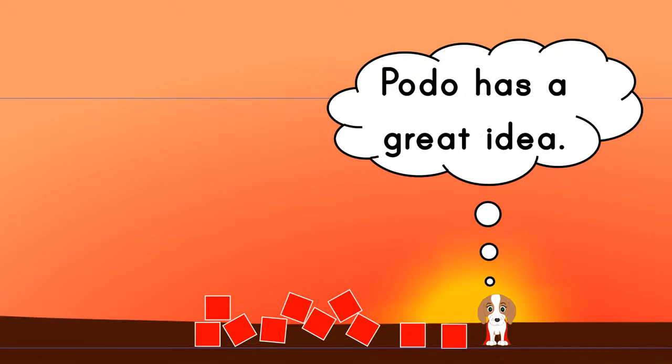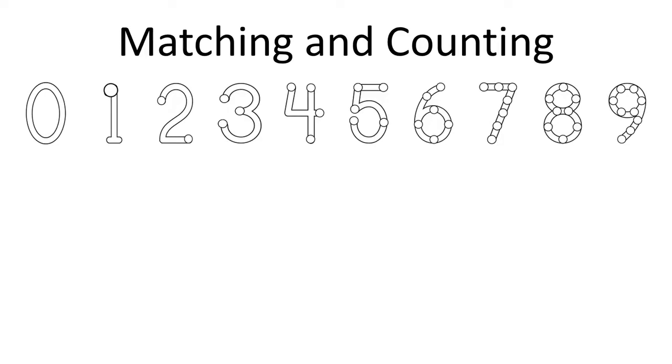It raises curiosity, and it wants children to have a think about what Podo might do to solve the problem of the stacks of 10 bricks being knocked down and being unstable. We've introduced counting with words and with symbols. Now we're going to start to look at the quantities involved with the individual digits. So here we move on to matching and counting.